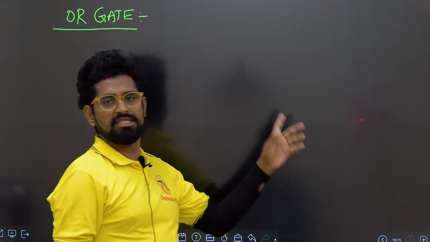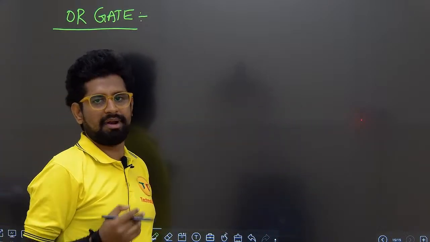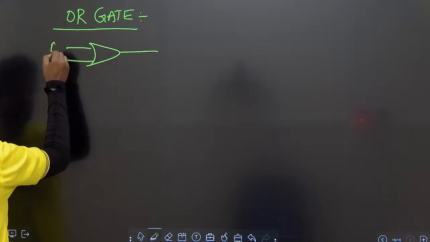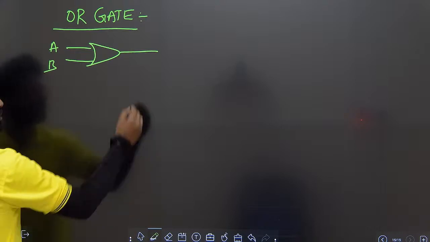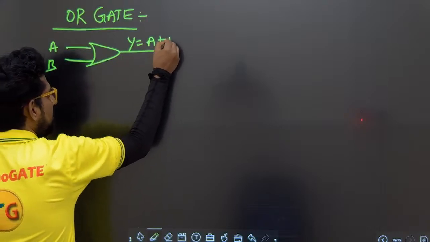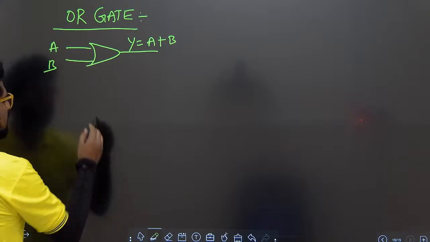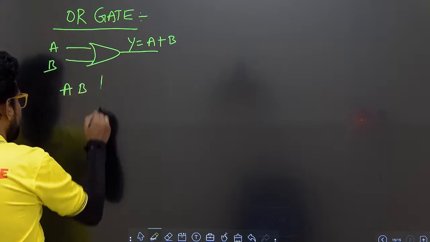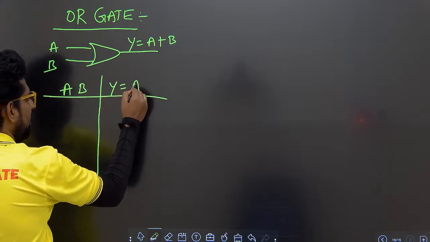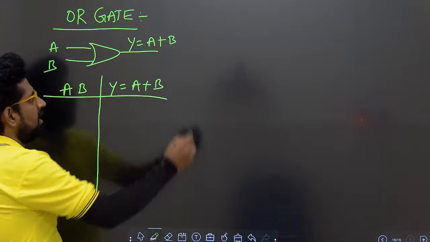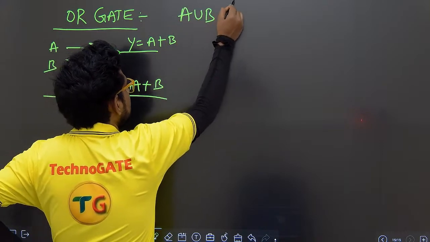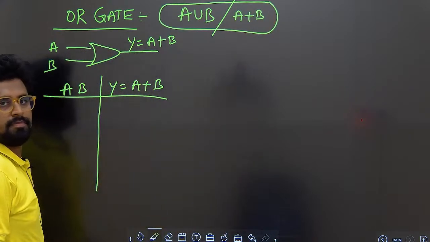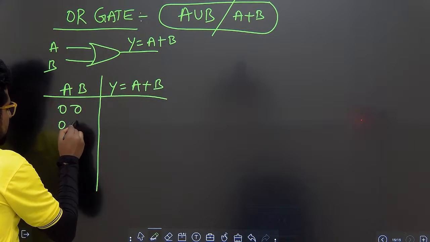In Boolean algebra, we saw the basic operator as the OR operator. Now the logic symbol for OR is like this. A, B are the inputs, so the output Y is equal to A OR B. Now the truth table. A, B are the inputs, and Y is equal to A OR B. Here it is written as A union B, or A or B. The rows are 0 0, 0 1, 1 0, 1 1.